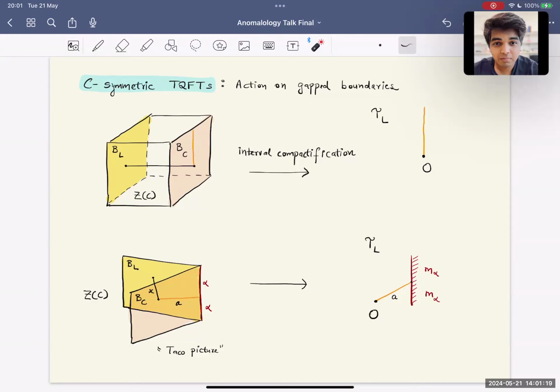So this is where you will see the modules coming in, because if you know the module category picture, the modules label gap boundaries of the TQFT, if you have a TQFT in the 1+1D case, and this is where the modules will come in.